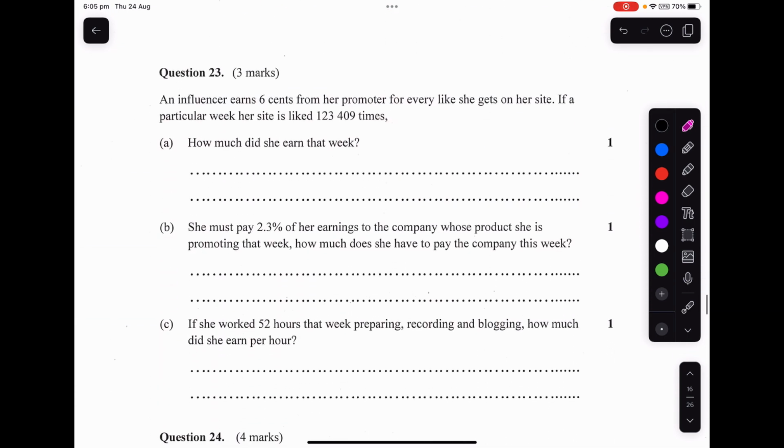Okay, question 23. An influencer earns 6 cents from her promoter for every like she gets on her site. If a particular week her site is liked 123,409 times, how much did she earn that week? So 6 cents, so we'll go 0.06, that's our 6 cents, times by her likes, 123,409.